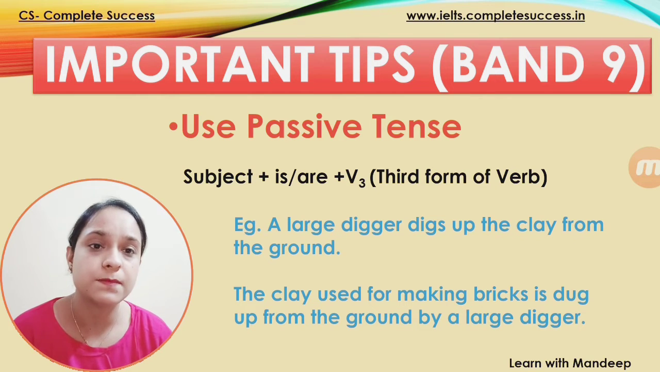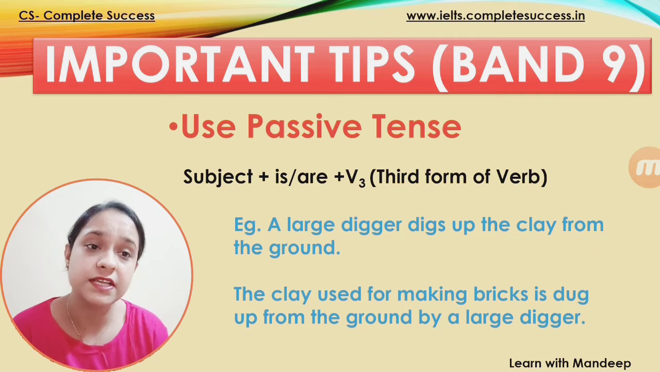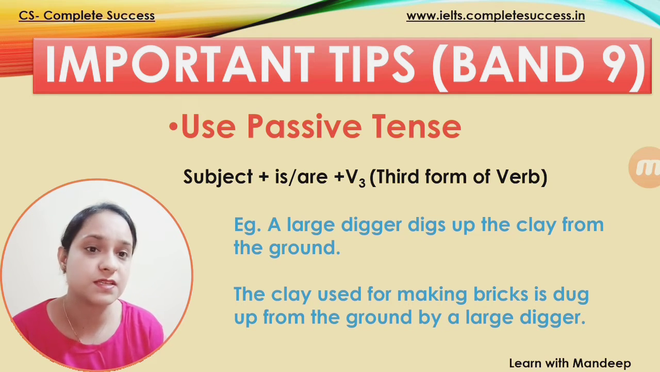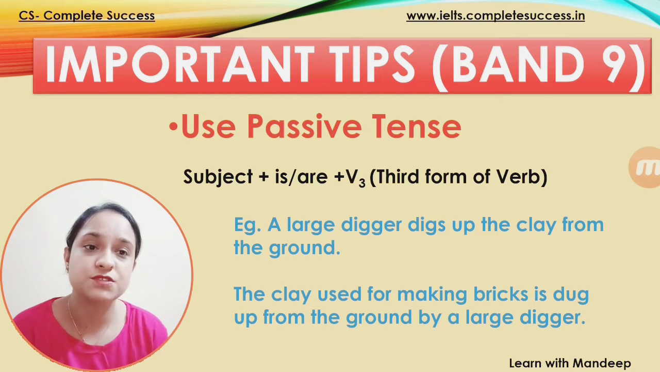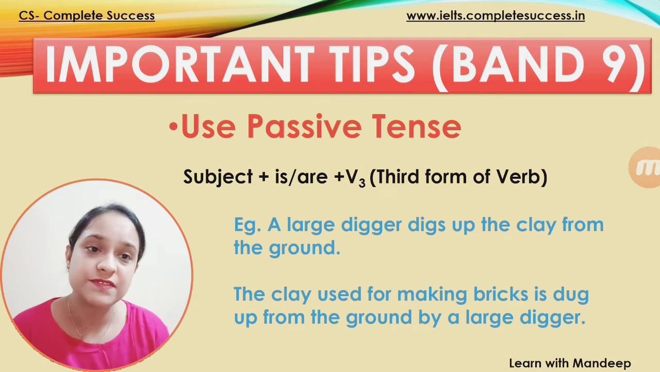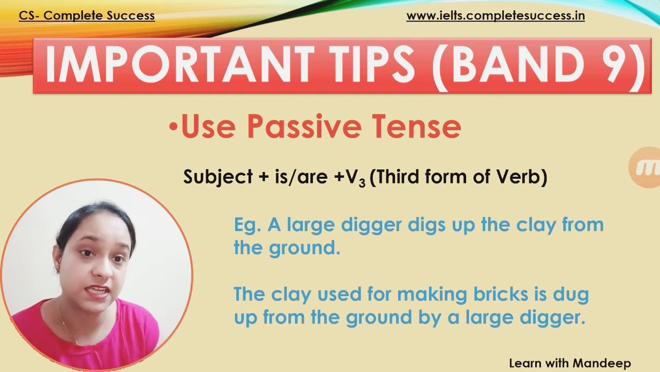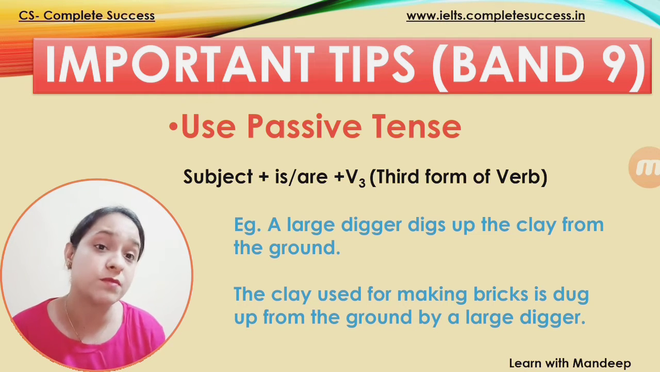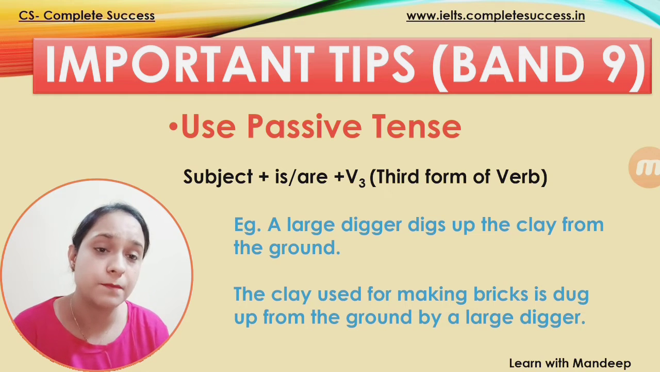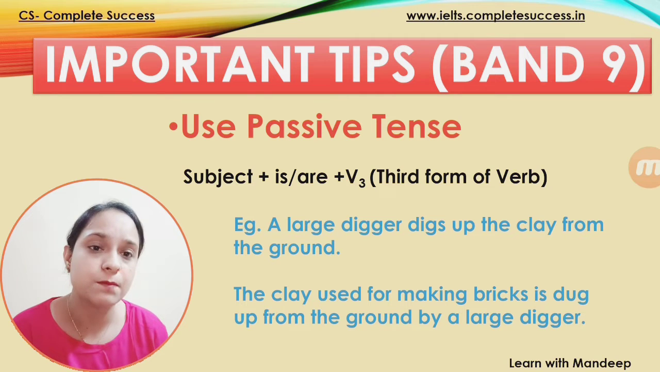Here is an example: a large digger digs up the clay from the ground. Here the subject is large digger, the verb is digs up, and the object is clay, and from the ground is extra information. So the passive is made when the object, the clay, is the subject of the sentence. The sentence can be formed in a passive way: the clay used for manufacturing or making bricks is dug up from the ground by a large digger.